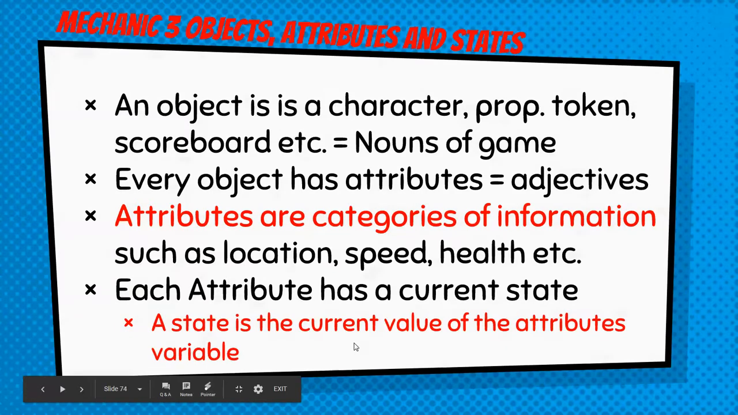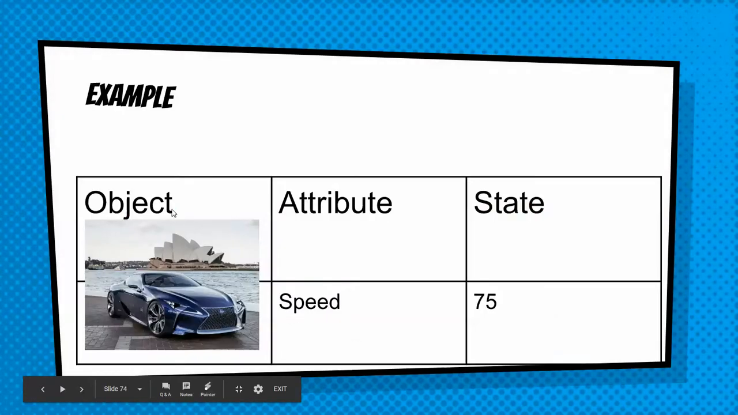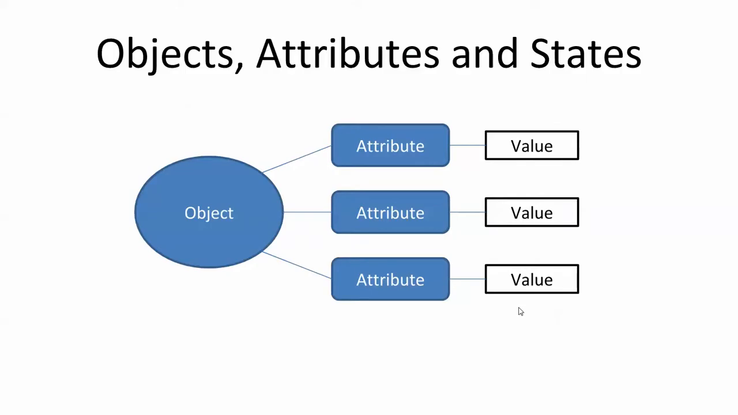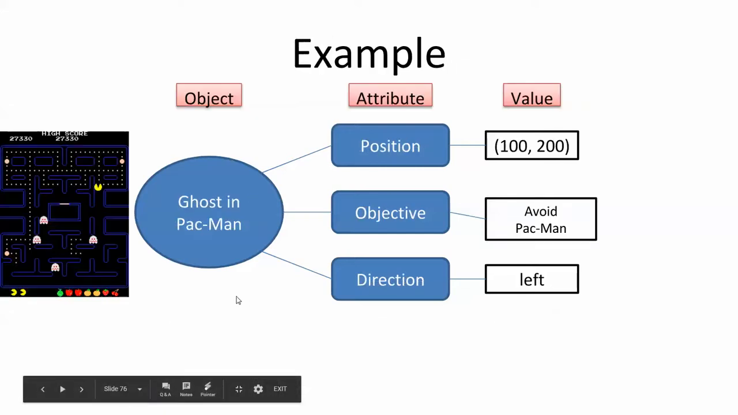So for example, the object in a car game could be the car. An attribute of that car could be speed, and currently that car is going 75. Oops, you just hit the brakes, now it's going 45. So you have your object, your attribute, and then the state, which will change, but you have your current state. Every object has multiple attributes, and those are typically going to be the variables that you're going to create.